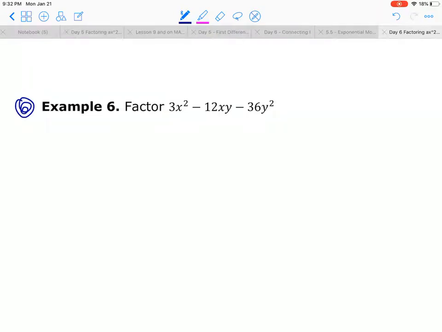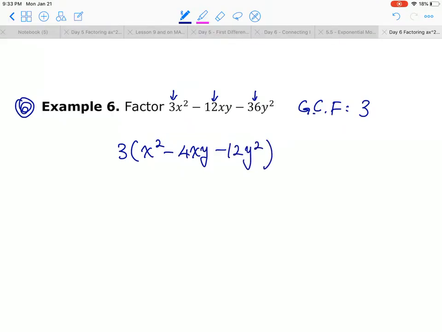However, example 6 is a little tricky because we have the common factorings, right? We have the common factorings here. We have the greatest common factor of 3. So then we started off with 3x squared minus 4xy minus 12y squared, right? So in this case, I will actually record it in the video, but I want you to pause the video and I want you to actually try it first.